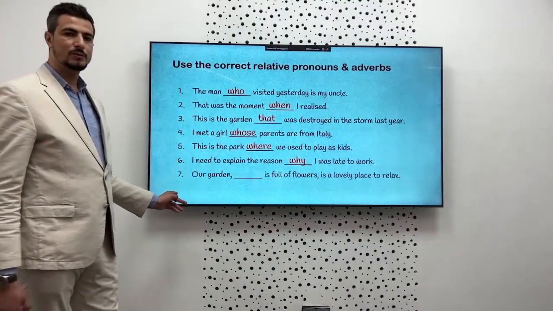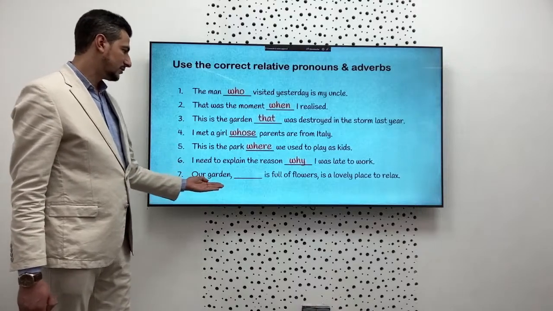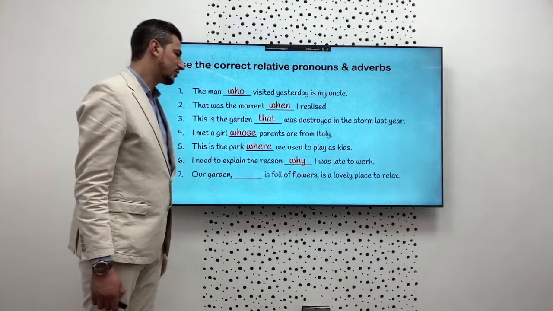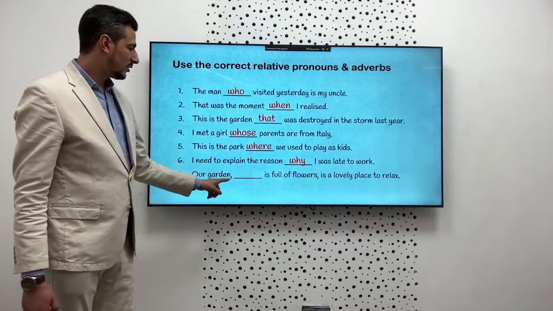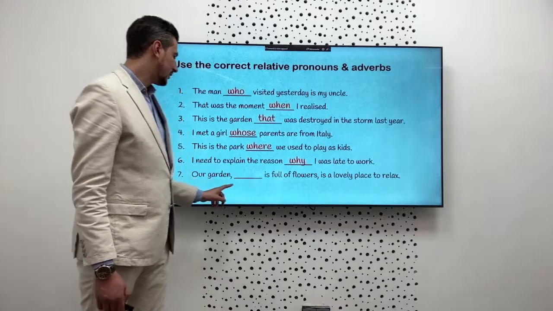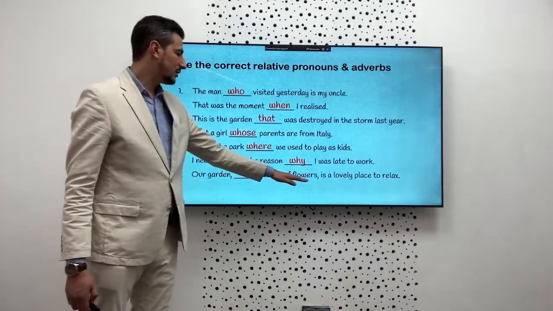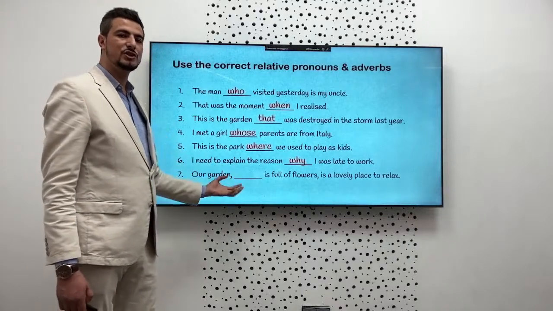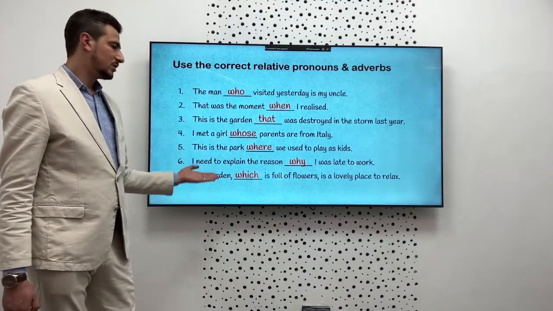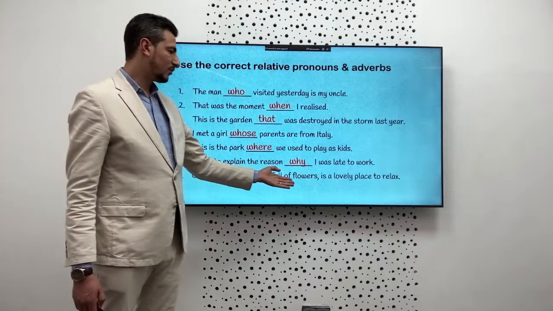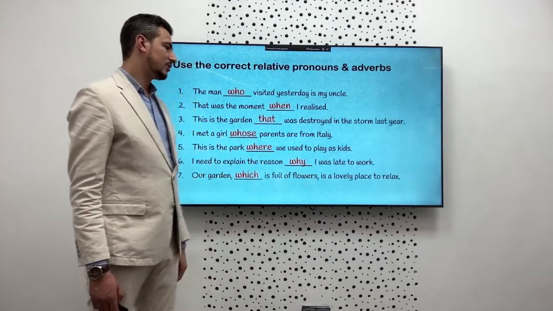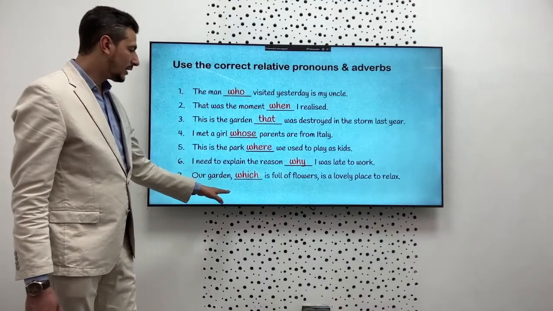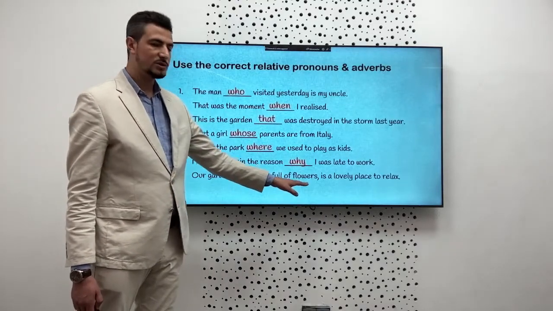The last example: our garden, which is full of flowers, is a lovely place to relax. In here, you are using this example as a relative clause which is not defining, which means it's just extra information about the garden. You can use our garden, which is full of flowers, is a lovely place to relax, or you can use our garden in the example where there are a lot of flowers.